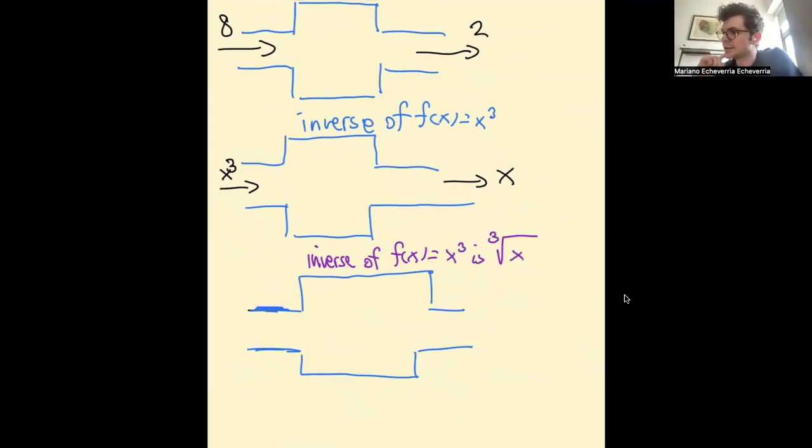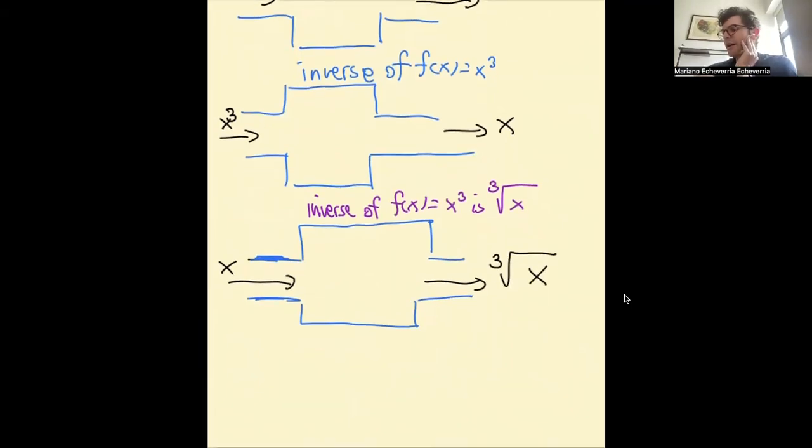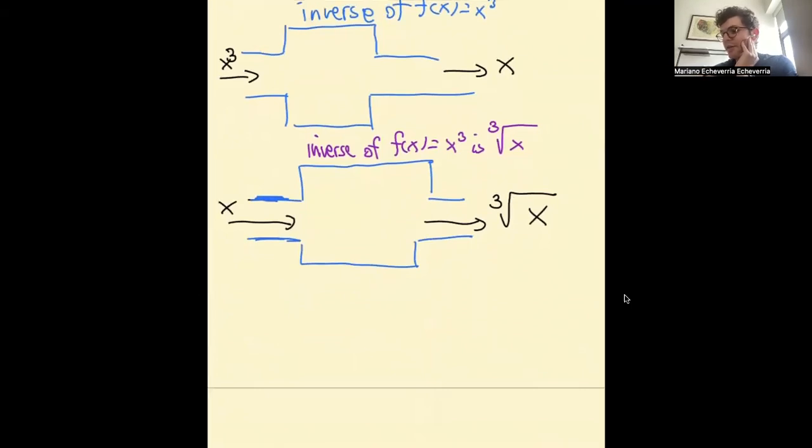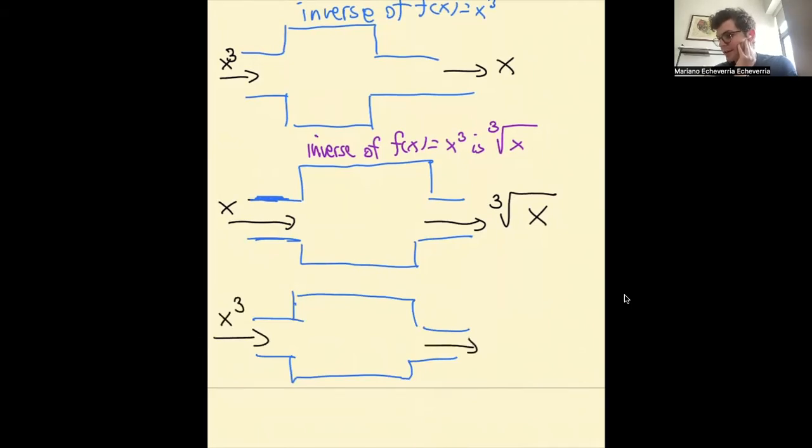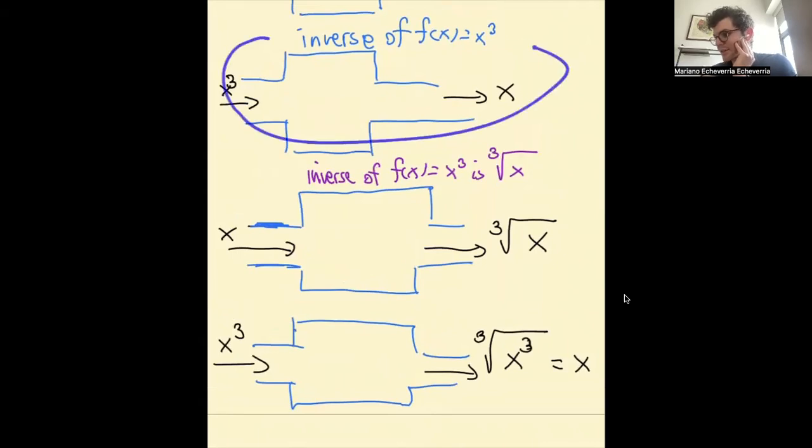So the idea is that if you take a number x, the cubic root basically gives you the cube root of x. And if the number that you had fed to it had been x cubed, then it would have taken the cube root of x cubed, right? But that's just x. So that's why this diagram is the same as the one you have here.